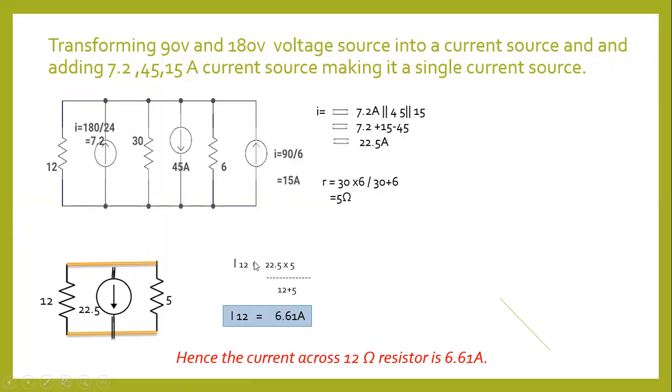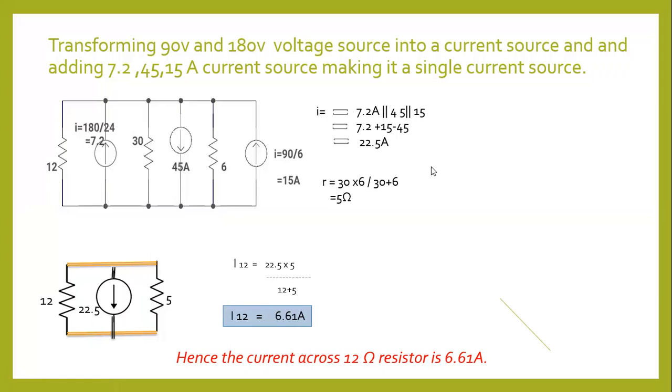Hence, by using the current division method. What is the current division method? The main current into opposite resistance divided by the sum of resistances. The main current here is 22.5. The opposite resistance for this 12 ohm resistor is 5. Hence 5 divided by 12 plus 5, the total resistance. Main current into opposite resistance divided by sum of resistances. Hence finally, the current across the 12 ohm resistor is 6.61 amps.